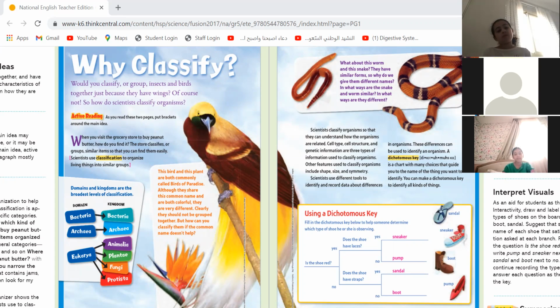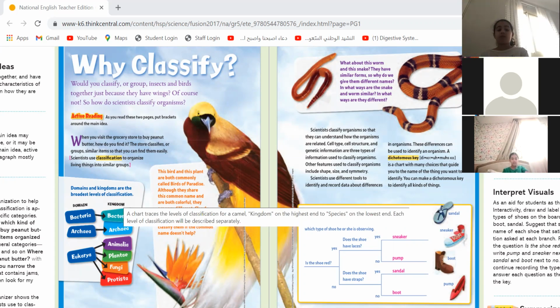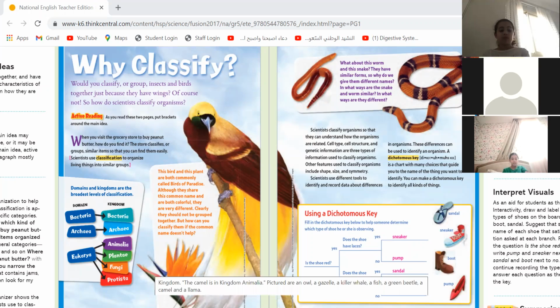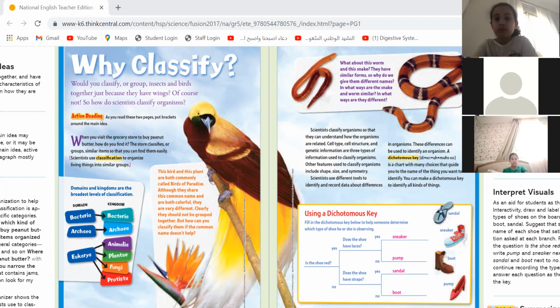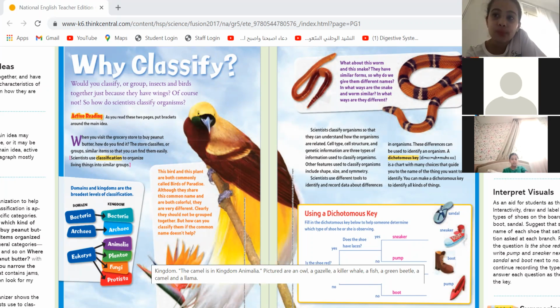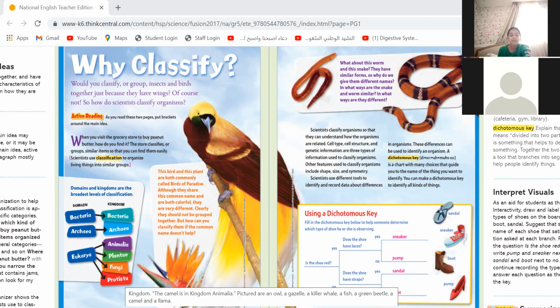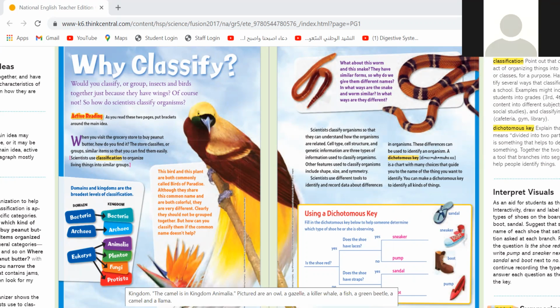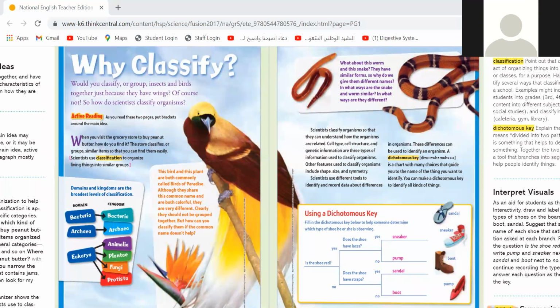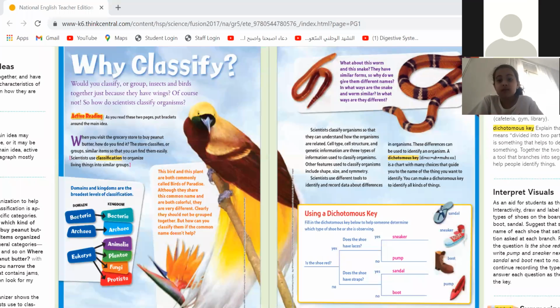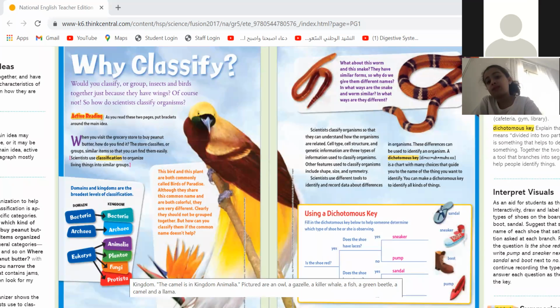So under eukarya we have the kingdom of animalia. Now, look at the kingdom of animalia. It has all the kinds of animals. The camel is in kingdom animalia. You can see a camel, a fish, a dolphin or a whale, an eagle or an owl, a deer, a cricket. So all different kinds of animals. They are all under the kingdom because the kingdom is so big.